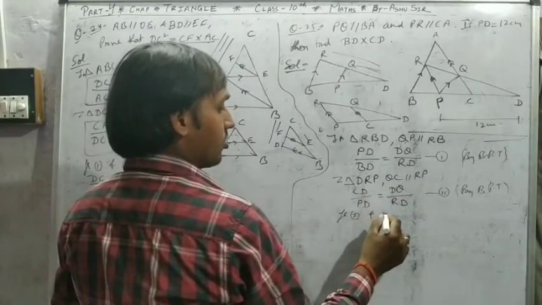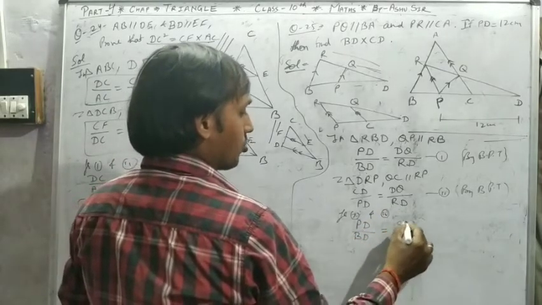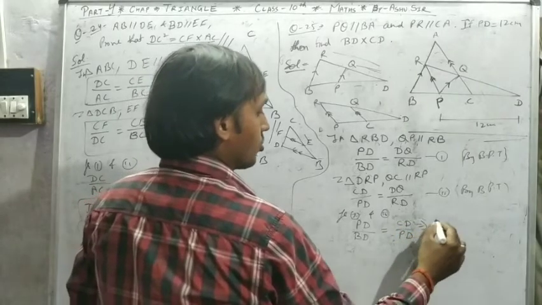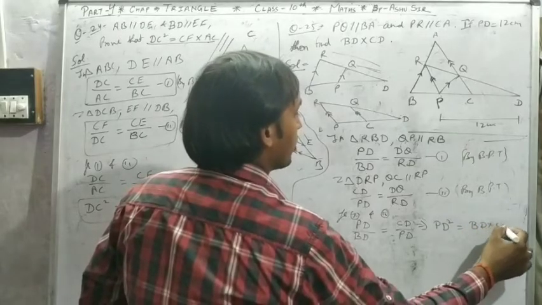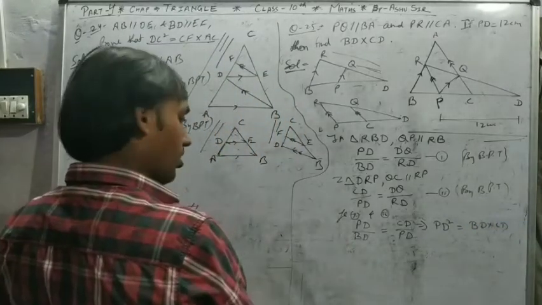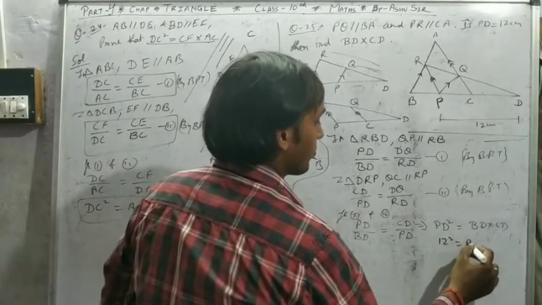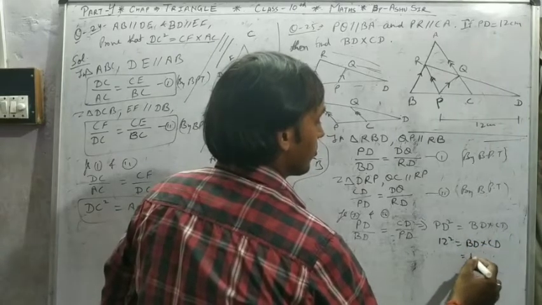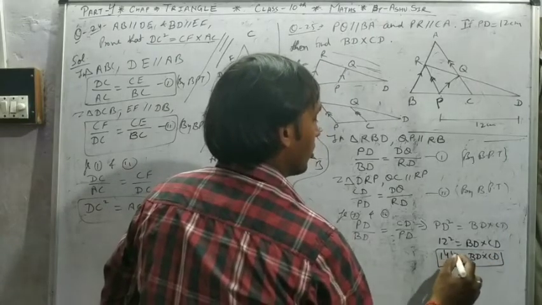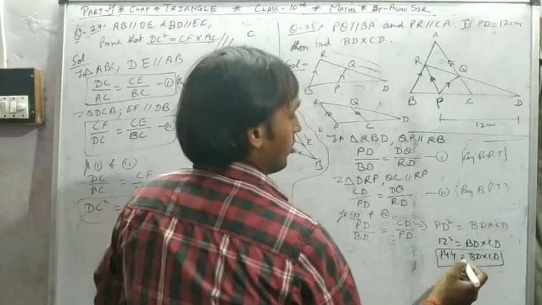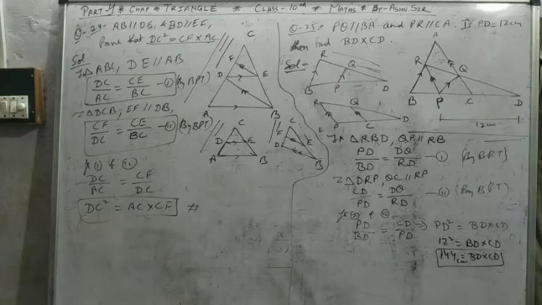From first and second equation, PD upon BD is equal to CD upon PD. So we get PD square is equal to BD into CD. Same as the previous question. PD value is 12, square is 144 centimeter square. Pause and note down.